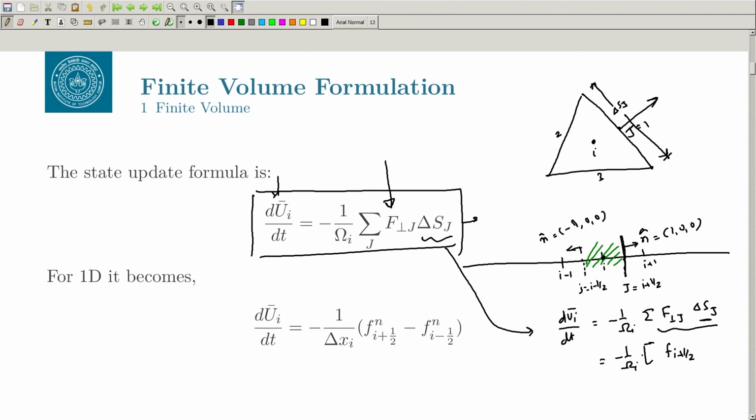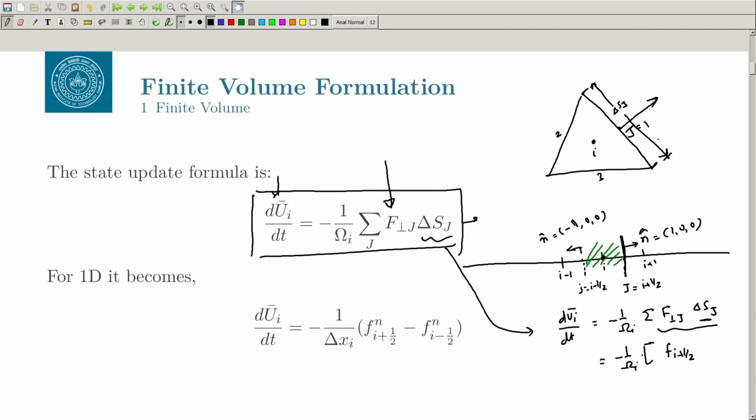In 2D how do you get this? This distance is the area. In 3D it will be the face, so it may be a triangular face, then the area of the triangle, or if it is a quadrilateral face, then the area of the quadrilateral. In 1D it will just be 1. This is f I plus half into 1, plus, because this is a plus sign here, sigma sign, f I minus half, and then minus 1.